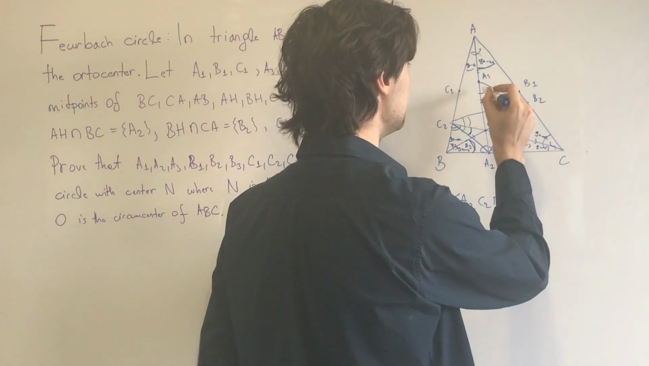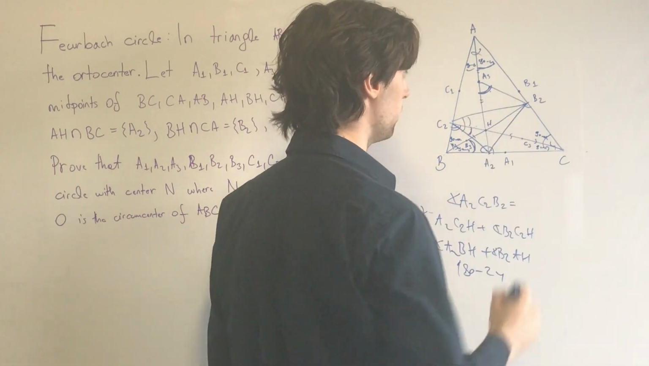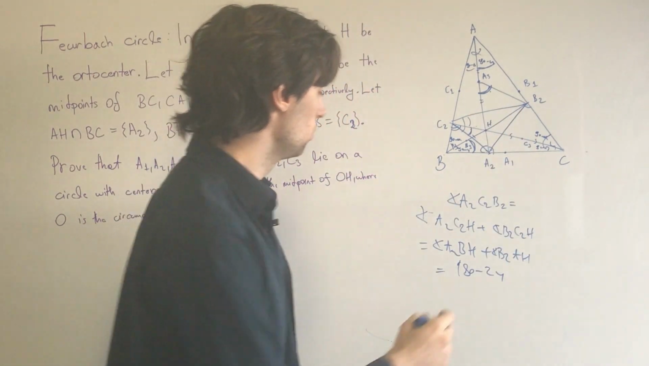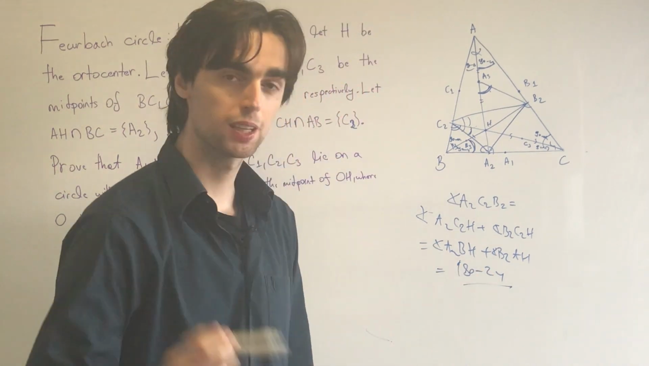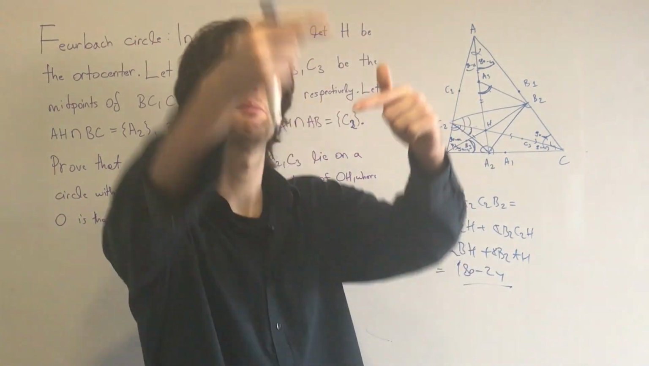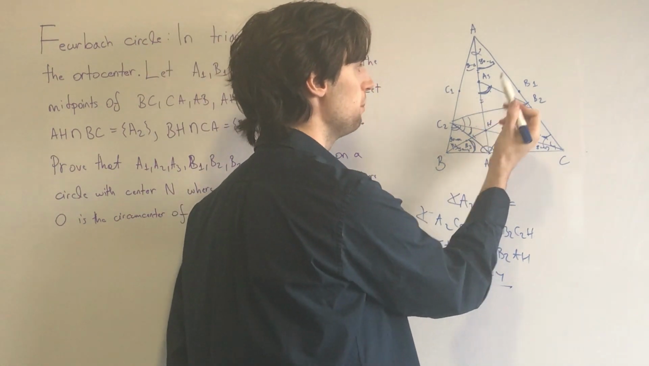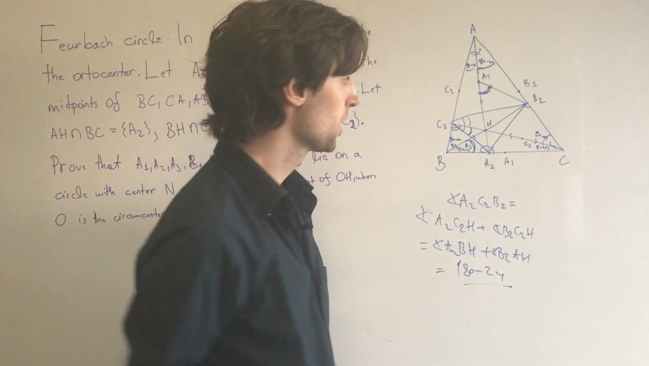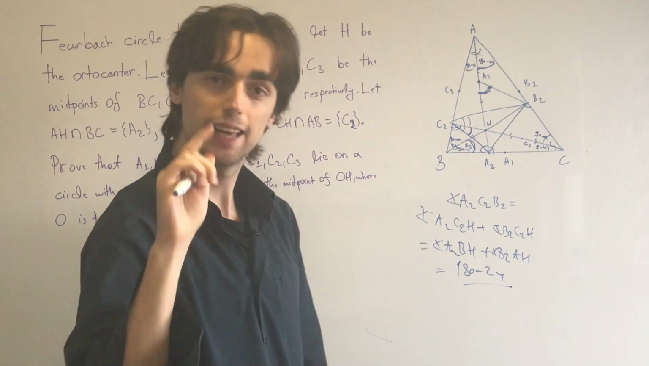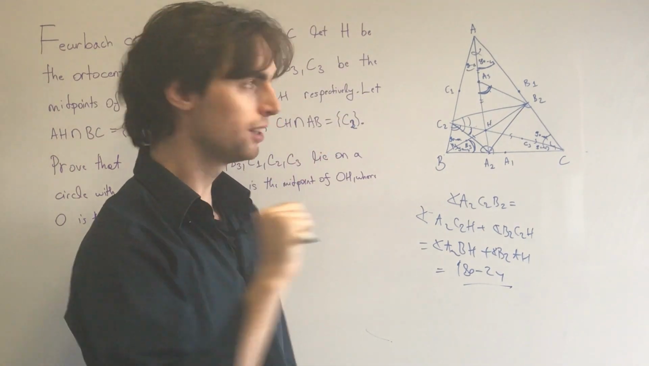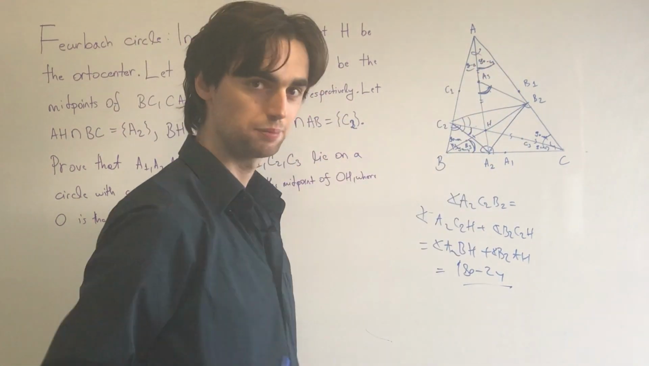So what is this angle? We need to prove that this angle right here is equal to 180 minus 2 gamma. Now, let's solve the problem backwards. What would that mean? If this angle was 180 minus 2 gamma, what would that give us? Take 2 minutes to figure that out. What would that give us here?